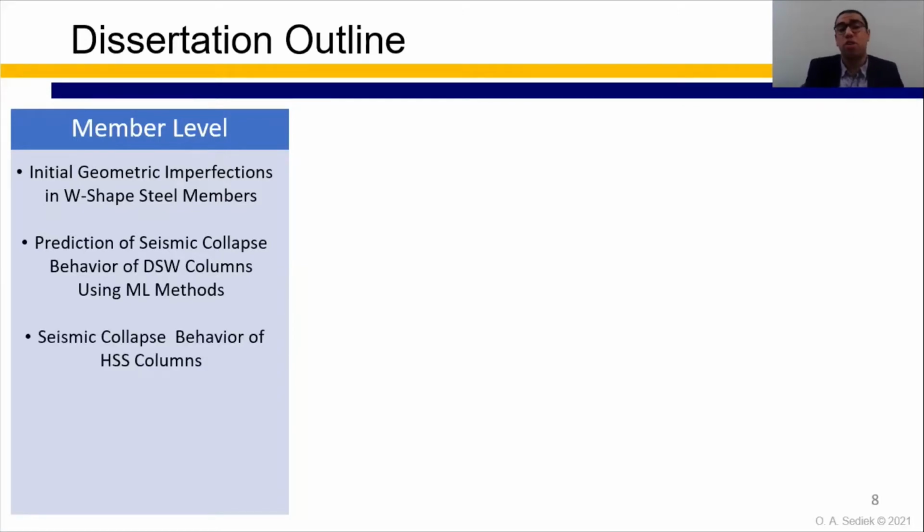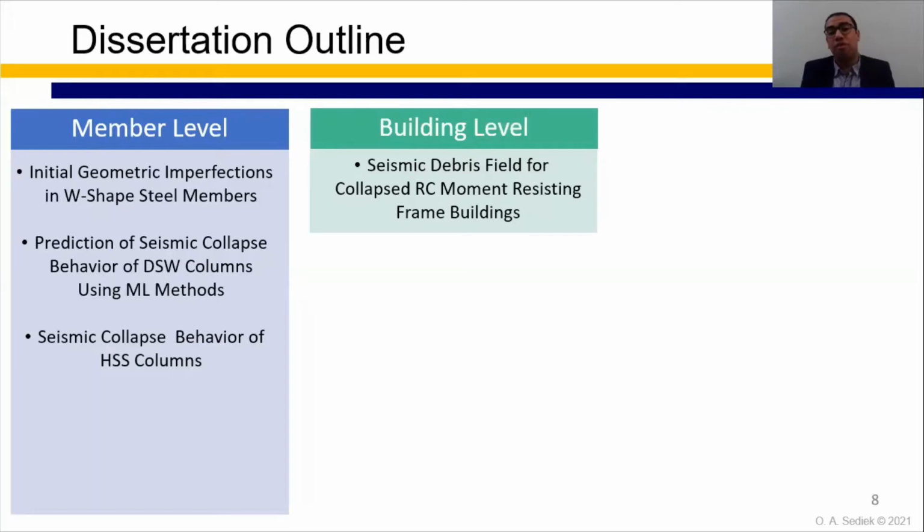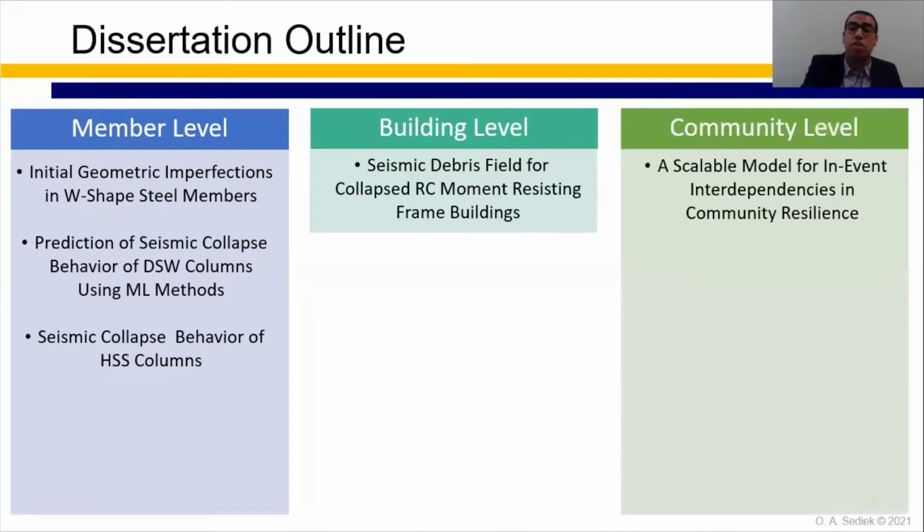And the third study on the member level is actually focused on another type of steel profile, which is the HSS columns, or hollow structural section columns. On the building level, we looked at the seismic debris field generated from the collapse of reinforced concrete moment resisting frame buildings. Then on the community level, first we developed a scalable model for in-event interdependencies in community resilience.